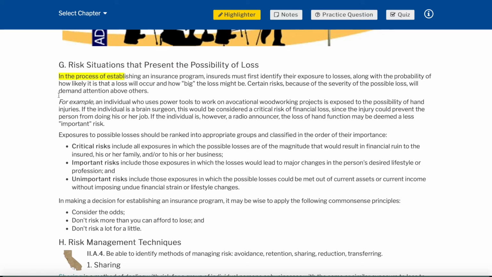G. Risk situations that present the possibility of loss. In the process of establishing an insurance program, insureds must first identify their exposure to losses, along with the probability of how likely it is that a loss will occur and how big the loss might be. Certain risks, because of the severity of the possible loss, will demand attention above others.